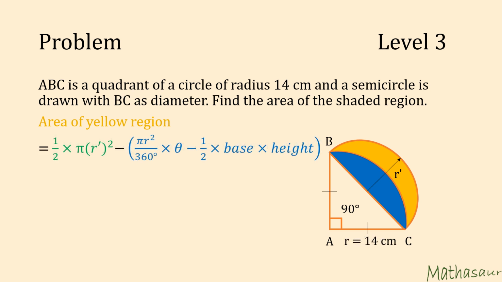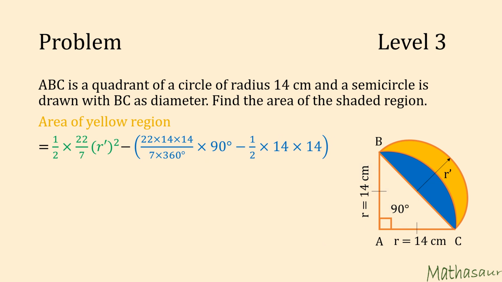Let us substitute the formulae for area of sector and triangle. Area of the triangle would be half times AC times AB. Since angle A is 90 degrees, AB would act as the height. Let us take another point M. Now we know that BM and CM are also the radii of the semicircle. So both the segments would be equal to r dash.